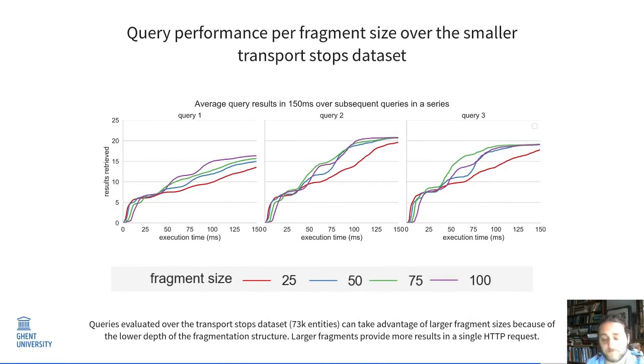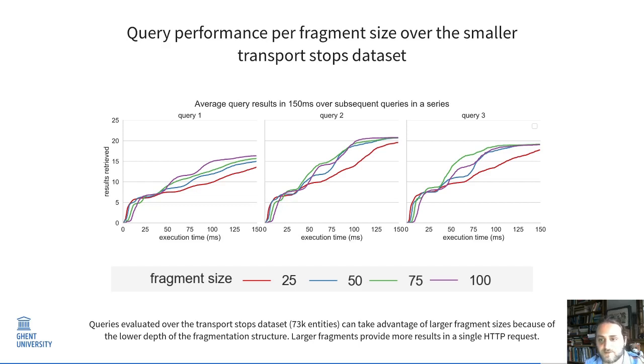And finally, we made an analysis of the fragment sizes. So with the fragment size of 25, we mean that a fragment contains 25 data entities as well as relations to 25 child nodes. So we tested this for fragment sizes of 25, 50, 75 and 100. And we found that for the smaller transport stops dataset, on average a larger fragment size led to a faster retrieval of the results.